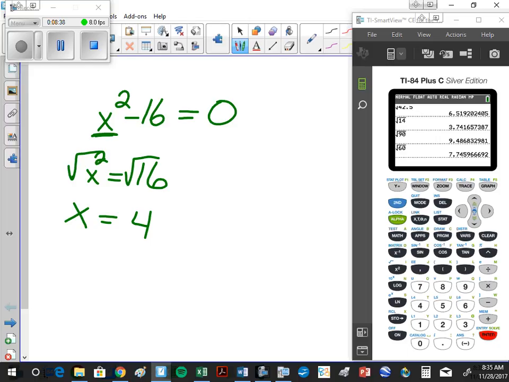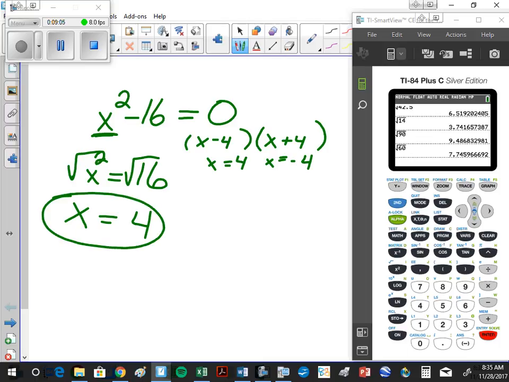Does anybody see our mistake? There's supposed to be two answers. If I factor it, I end up with x minus 4 and x plus 4, and my roots would be 4 and negative 4. Right? So how come I only ended up with 4 in this case?